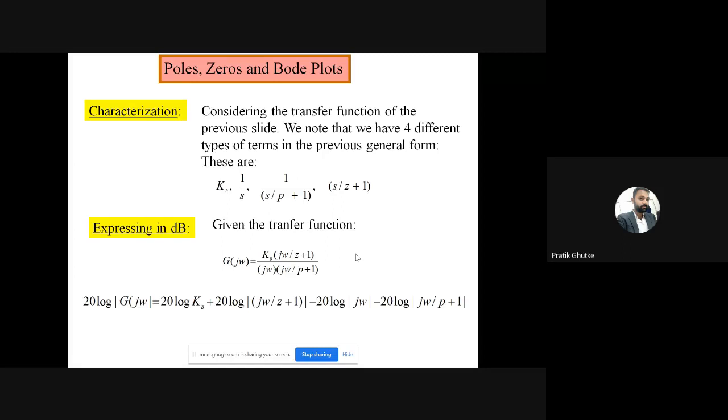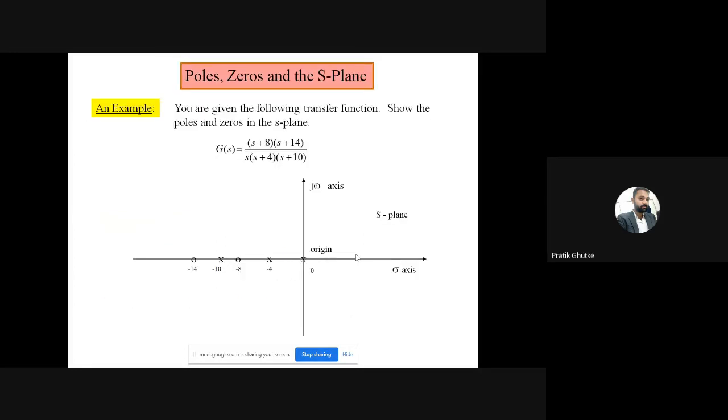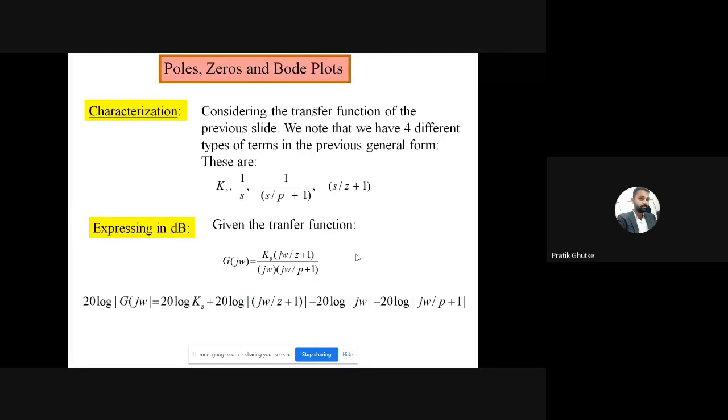Now the poles and zeros for the Bode plot. We are looking at the Bode plots. What is its characterization? Consider the transfer function of the previous slide. We note that we have four different types of terms in the previous general form. So this is a generalized form, that is K, 1 by s, 1 by (s by p plus 1), (s by z plus 1).